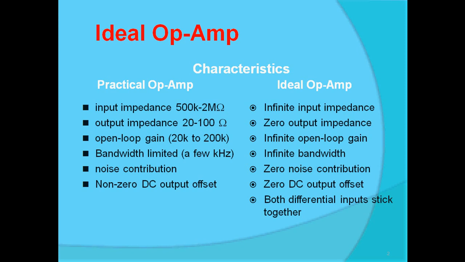Ideally we can say that op amp will have zero noise contribution, but in practical case when we are applying op amp for different experimentations, it will contribute some small amount of noise at the output. Ideally the output offset voltage is zero, but it is non-zero. Some small amount of offset voltage will be available at the output. Ideally both differential inputs stick together, so the same input will be there on both input terminals.